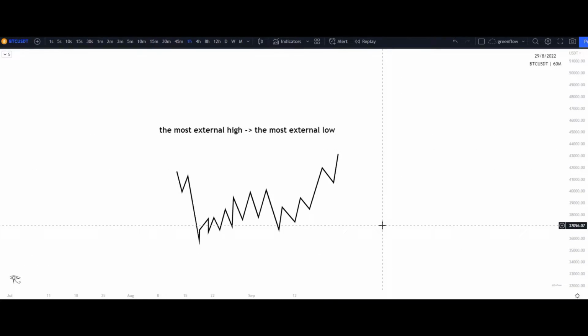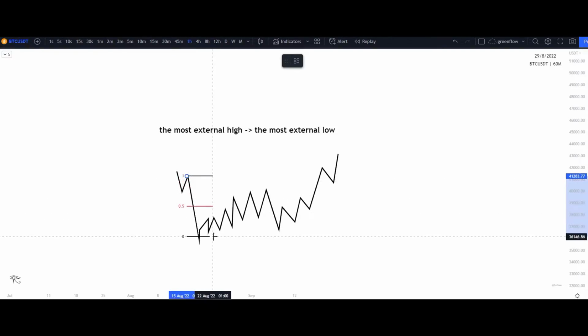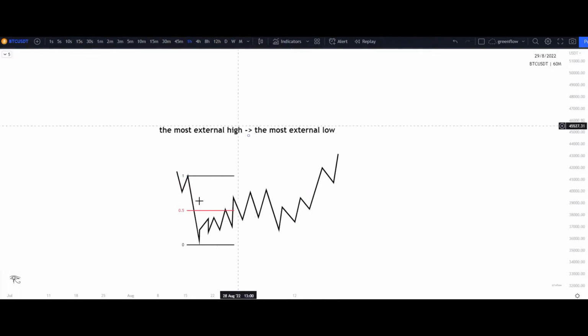So where did that happen? Where did that displacement occur from the top to the bottom within this scenario? Obviously, we talked about this displacement right here. So if I'm going to draw my range, I'm going to draw it from the most external high to the most external low. Now I can start to figure out my market structure within that, where price is possibly going to buy, algos are possibly going to buy, and where algos are possibly going to sell as well.